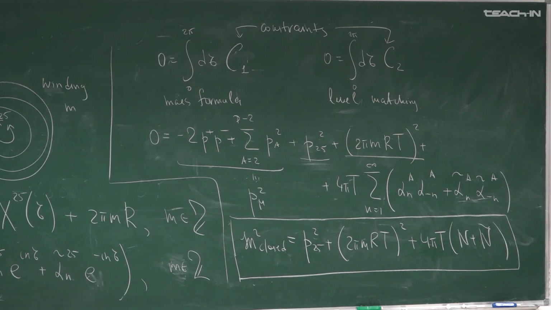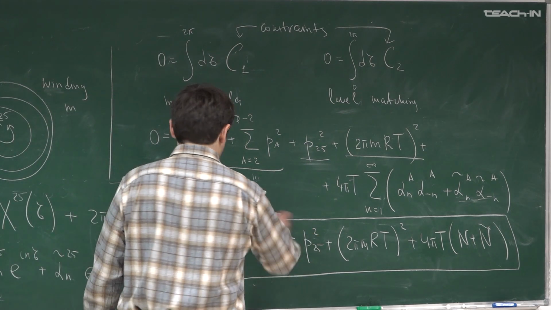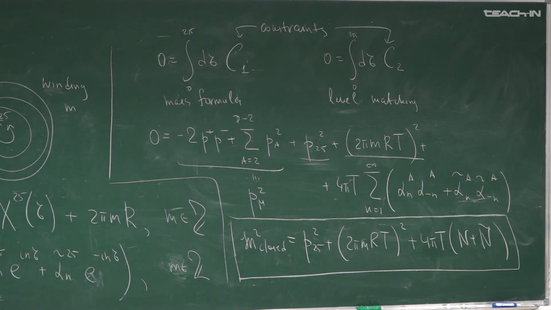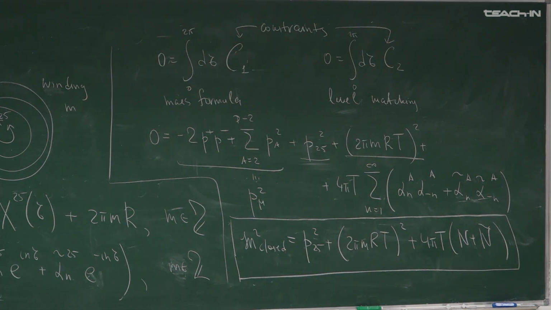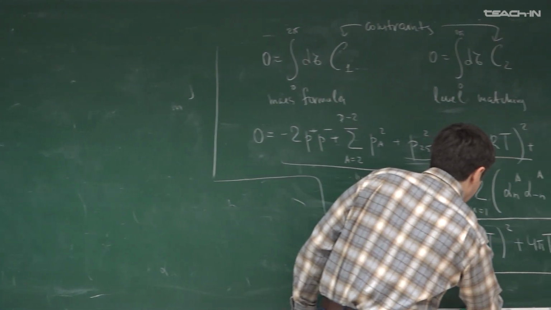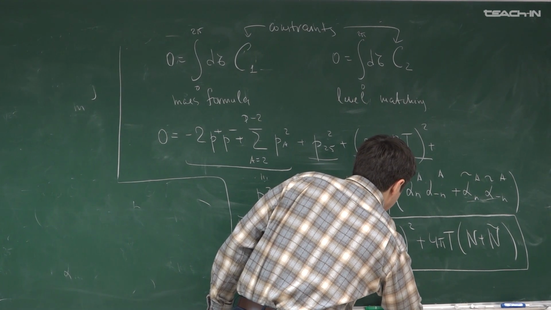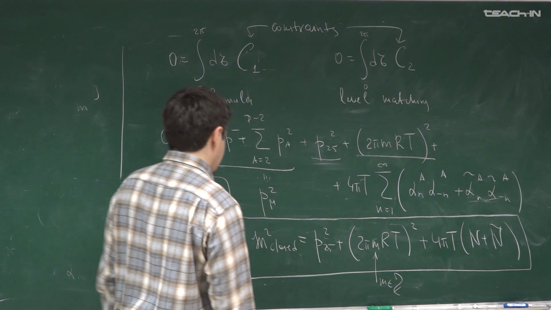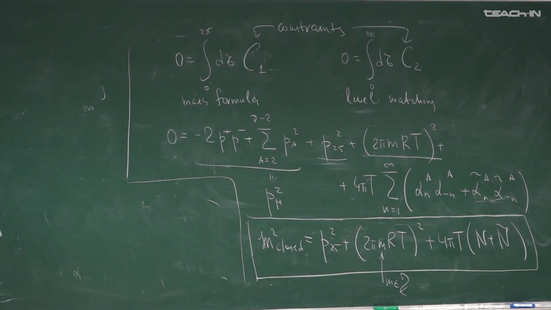And now, well, I'll explain why we've put the momentum in there as well. But first, let's see how the level matching constraint is modified. So here m is an integer, which is the winding number, not to be confused with the mass.